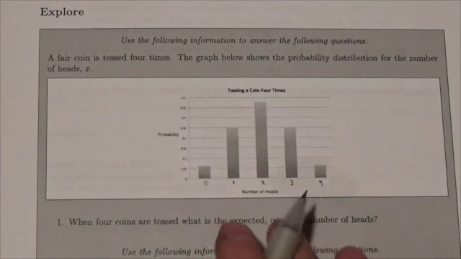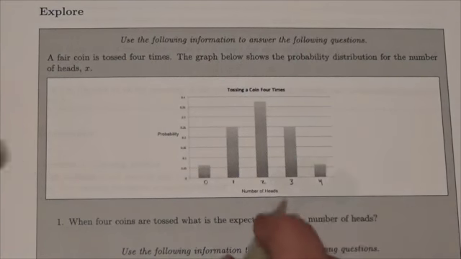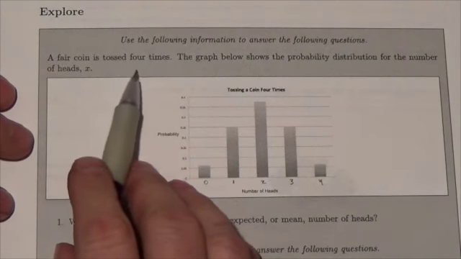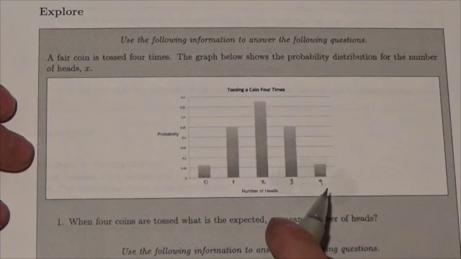Now I know a little bit of the detail here is obscured because of the video here. I just wanted to be able to see everything. A fair coin is tossed 4 times. The graph below shows the probability distribution for the number of heads here.